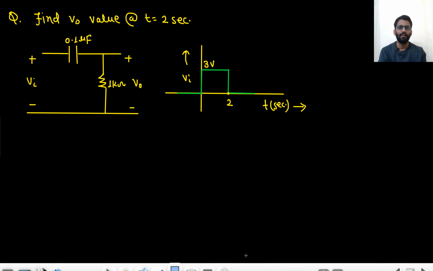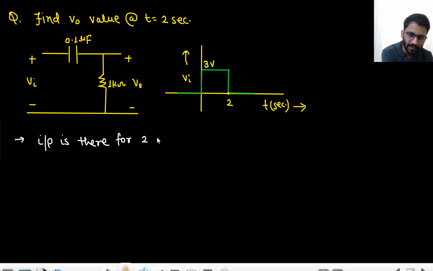Okay, well and good. Now let's see this question. You have to find the value of V naught at t equals 2 seconds. So what do you see? The input is there for 2 seconds: V in equals 3 volt for t equals 2 seconds.